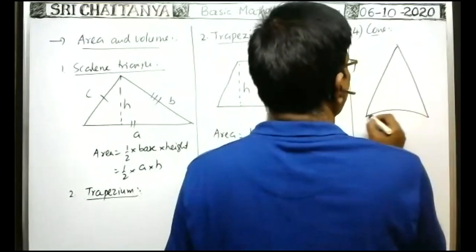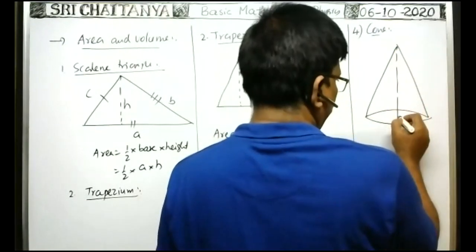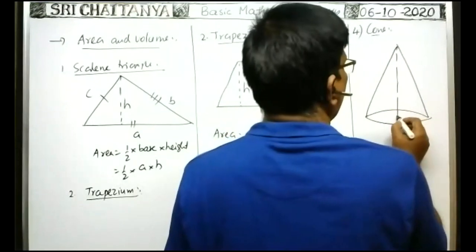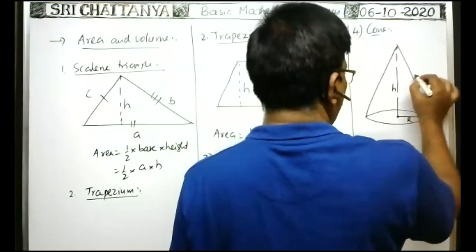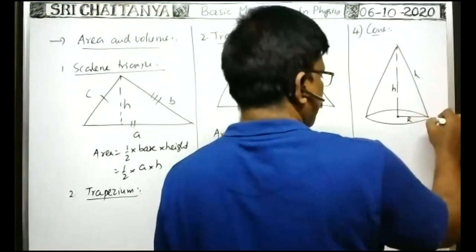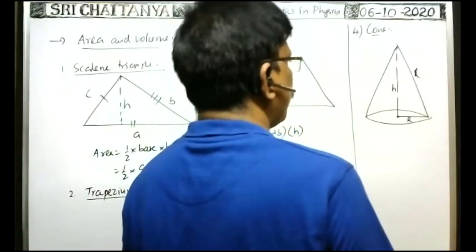Suppose this is the cone. It is called the base of the cone. It is the vertex. So here it is the center of the base of the cone. The radius of the base of the cone is r, the height of the cone is small h, and the length of the slant surface is equal to, say, L.